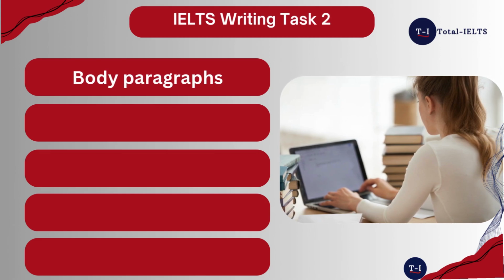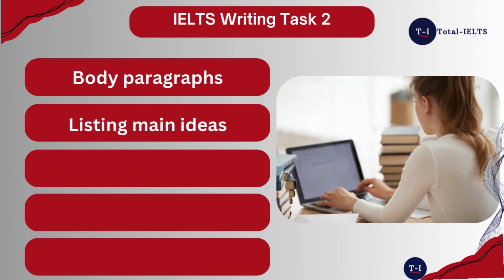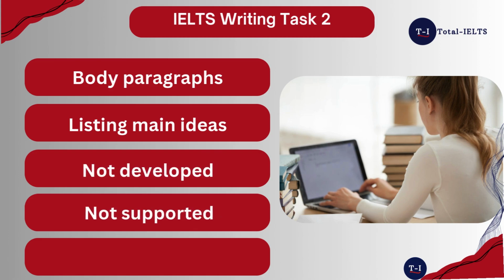Let's move on to the body paragraphs, and one of the mistakes students make here is trying to include too many main ideas. When planning, students brainstorm a lot of ideas and then try to list them in the body paragraphs. The problem with this is that this list of ideas tends not to be fully developed with supporting details. One and a maximum of two main ideas are enough to include in each body paragraph, and make sure these are fully developed with supporting ideas.